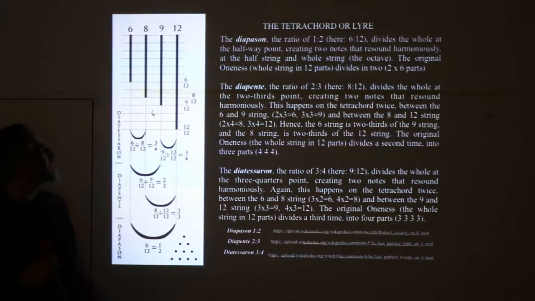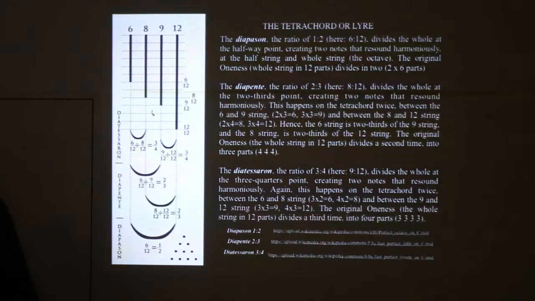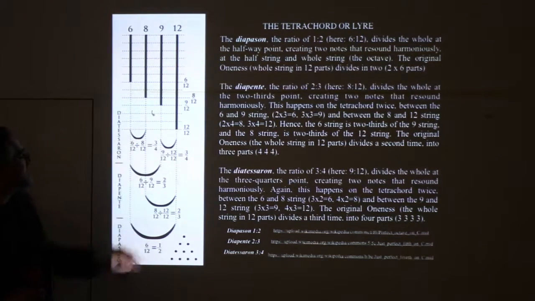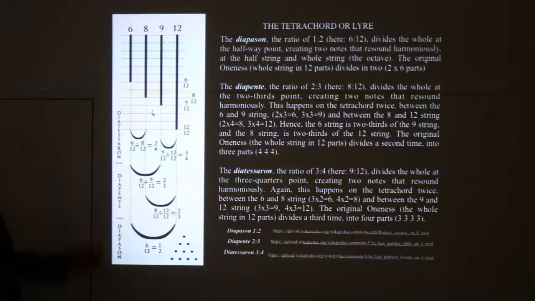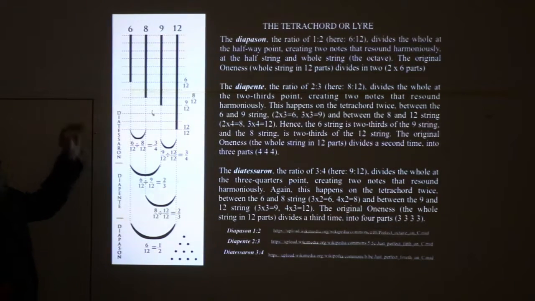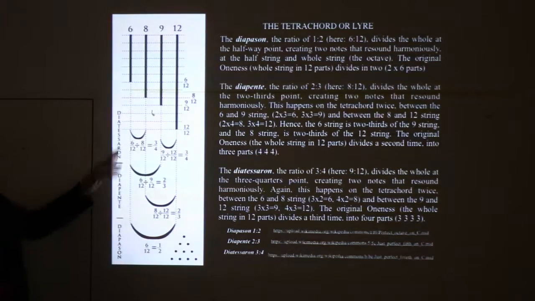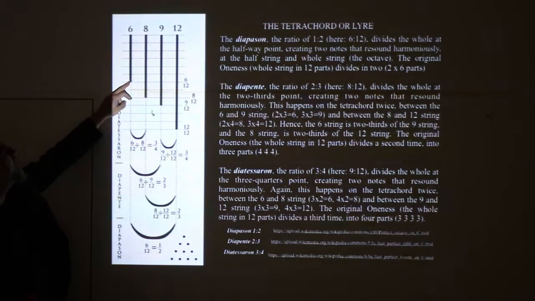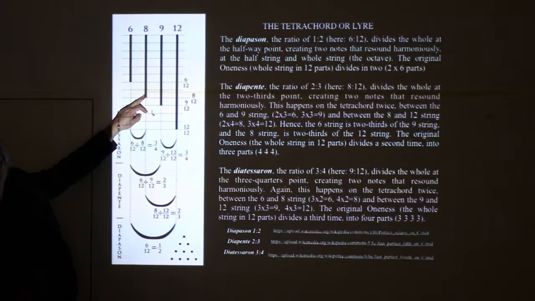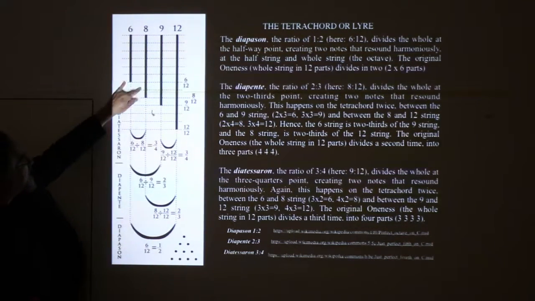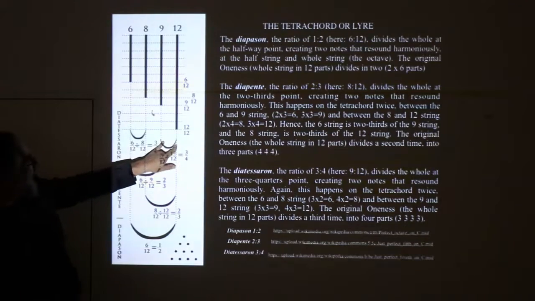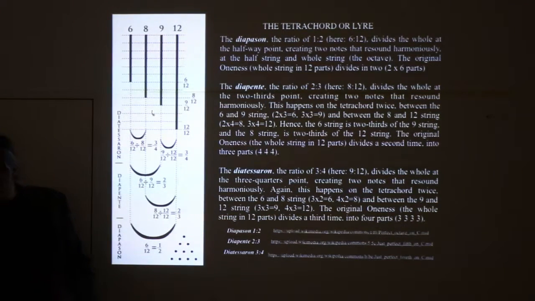Okay, and the last one then is the diatessaron, the ratio of 3 to 4. Here it appears as 9 to 12. And once again, it is the 3/4 point of the whole, and that 3/4 point can occur twice, at the 9 to 12, but as well with the 6 and 8 string, the 6 now being 3/4 of the 8 string. So you'll have that relationship happening both here and here. Let's listen to that last one.